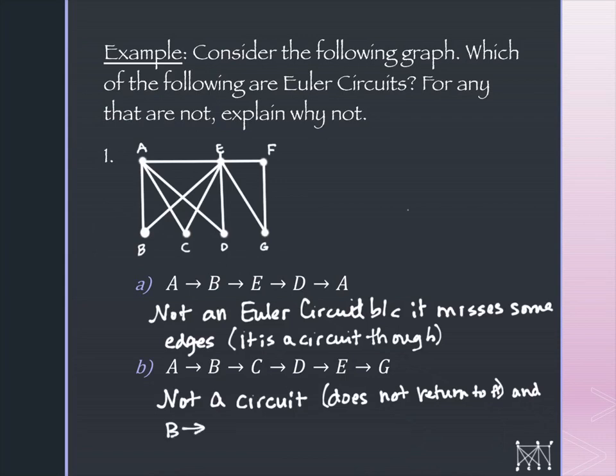B does not go to C, and C does not go to D, you guys mentioned. So this isn't even a walk. If we don't have a walk, we don't have any of the other descriptions after that. Okay, you've got one more on the same screen.